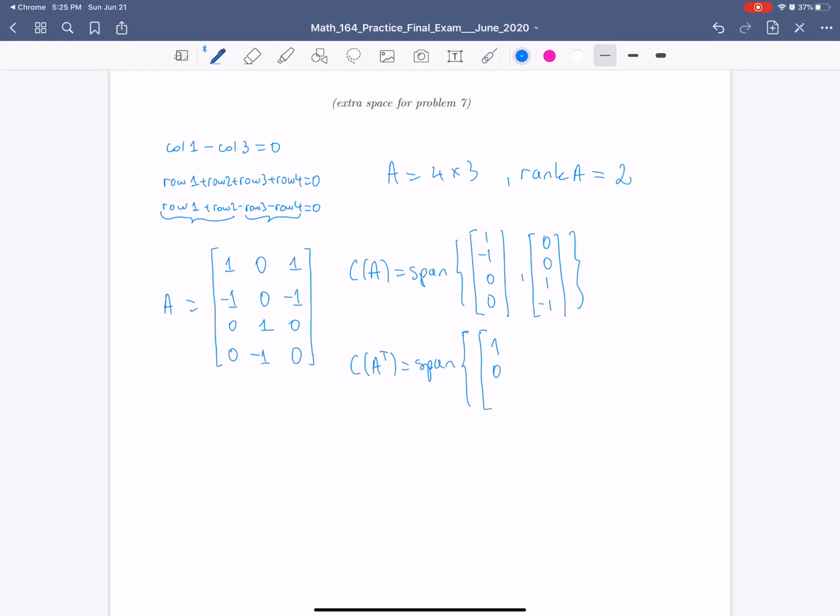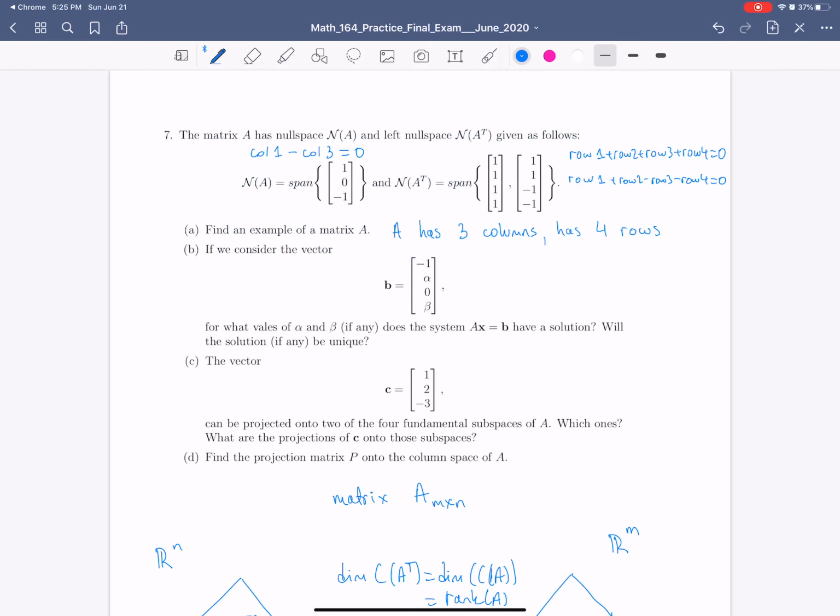So 1, 0, 1, and 0, 1, 0. You can quickly check that these vectors are orthogonal. So the vectors with three components should be orthogonal to the null space, and the vectors with four components should be orthogonal to the left null space. So that's how we found an example of a matrix A.